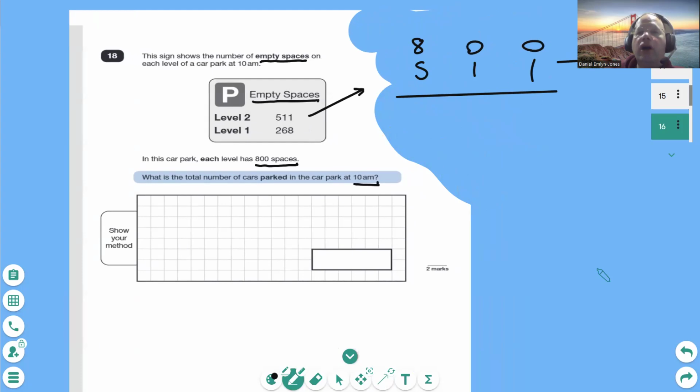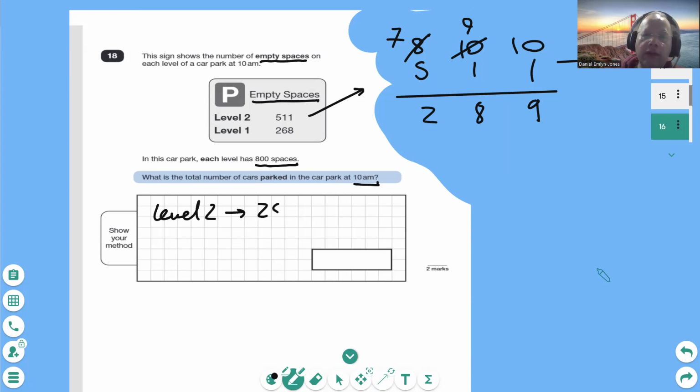So 0 minus 1 can't do. Goes to 0. Please, please, please. No, sorry, I'm 0. Goes to the 8. Goes to 10. That gives 1 to there. Aren't they lovely, these numbers? That's 9. That's 8. That's 2. 289. So level 2 is 289 spare spaces. Let's do the same thing for level 1.